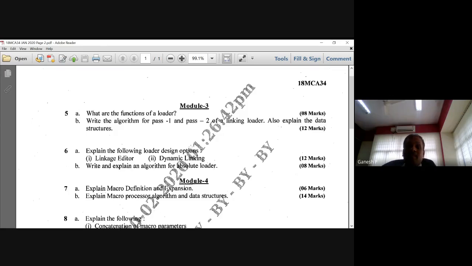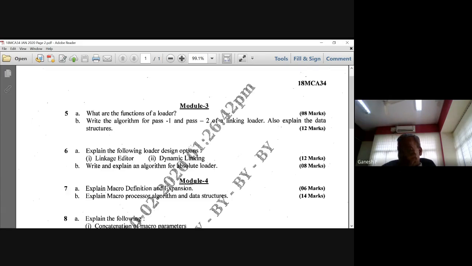Next, they have asked pass 1 algorithm and pass 2 algorithm. Both they have asked here for 12 marks. So you have to write both the algorithms what we have along with the data structure, that is external symbol table. It is a straightforward question. But 2 algorithms are asked, but 12 marks. So all chances of getting good marks are there here, but you should write both the algorithms.